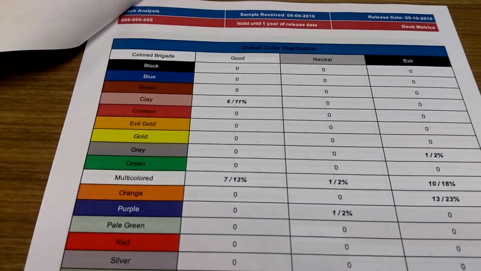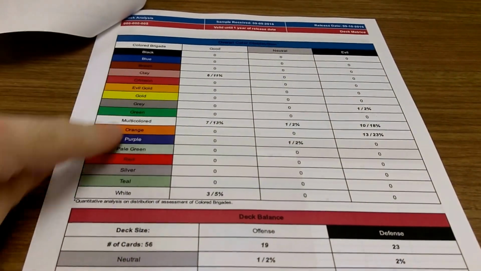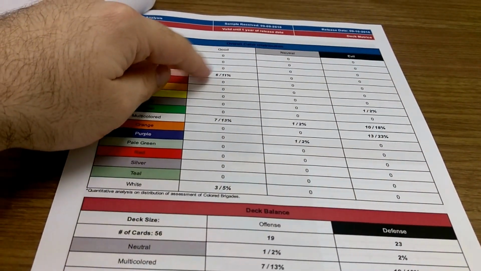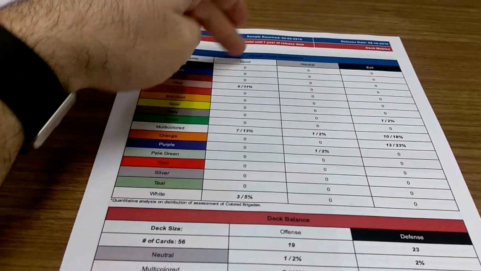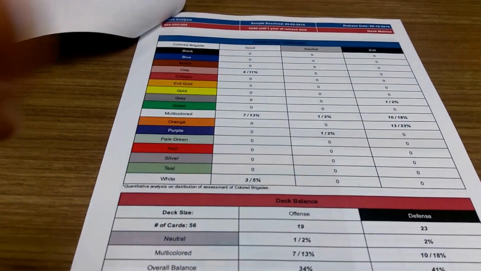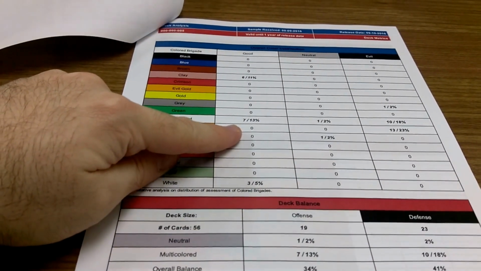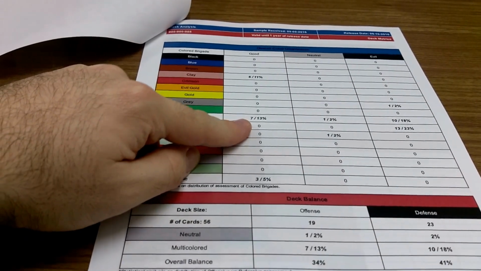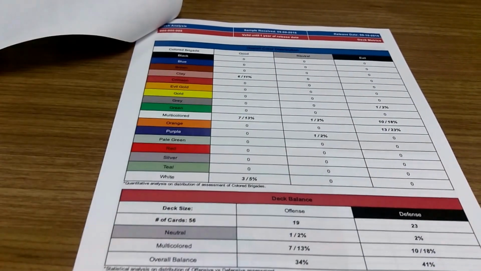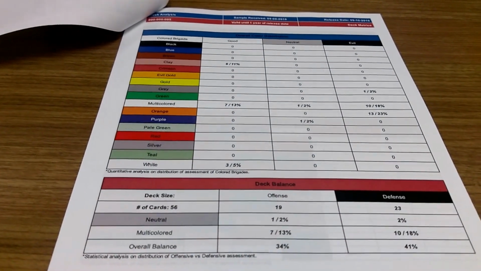Then you also have it broken down by overall color distribution. So you'll have all your brigades here, the number values and the percentages, as well as good, neutral, and evil. So you get an idea of, say, the multicolored cards that are good in the offense, roughly about 7 cards, so roughly that's about 13% of the deck that's multicolored offensive cards.